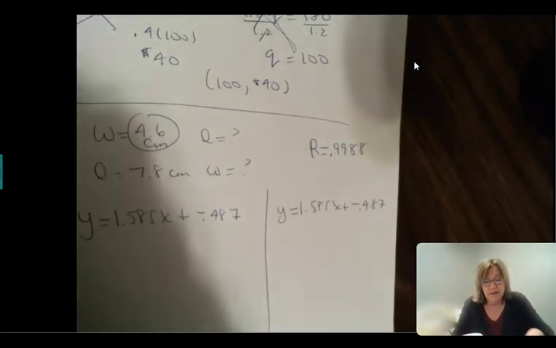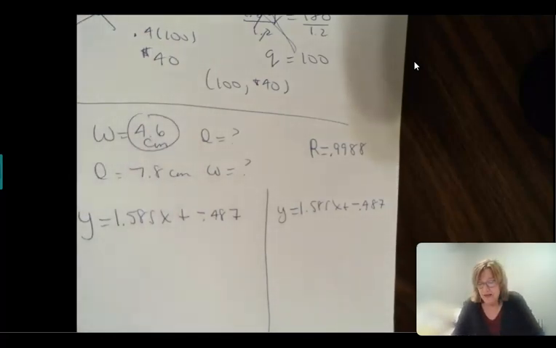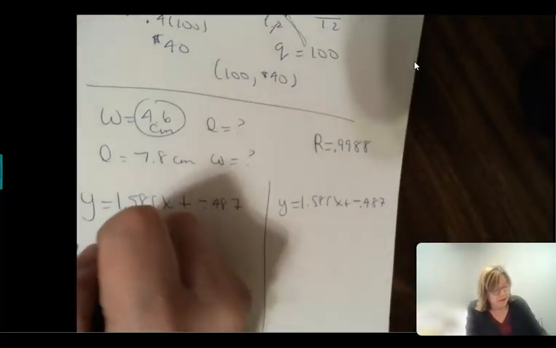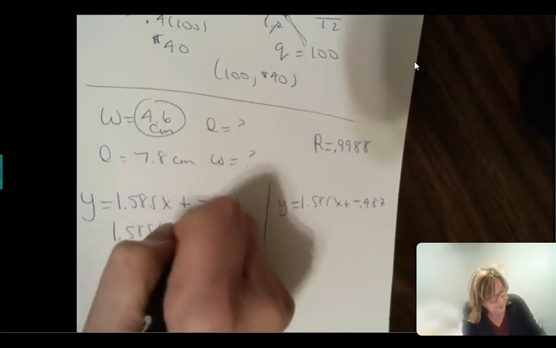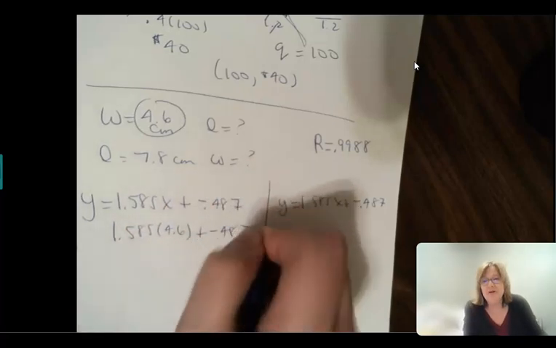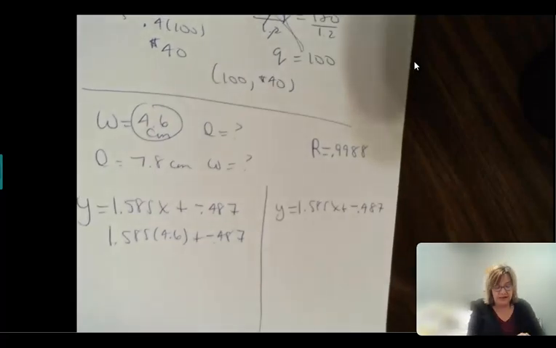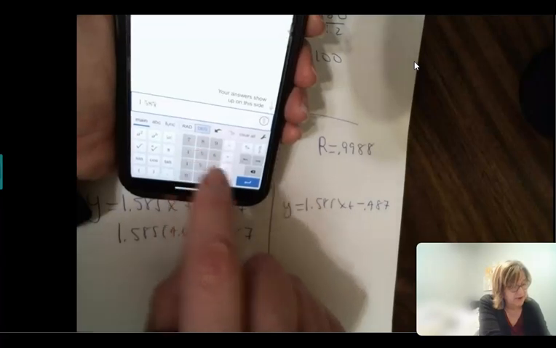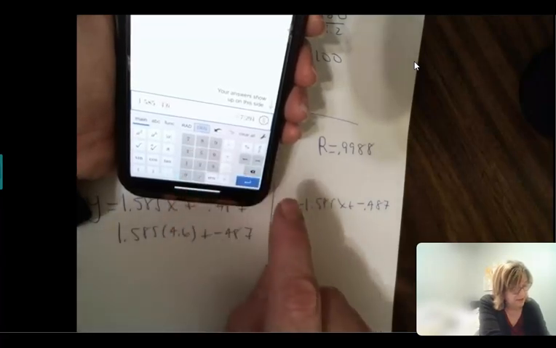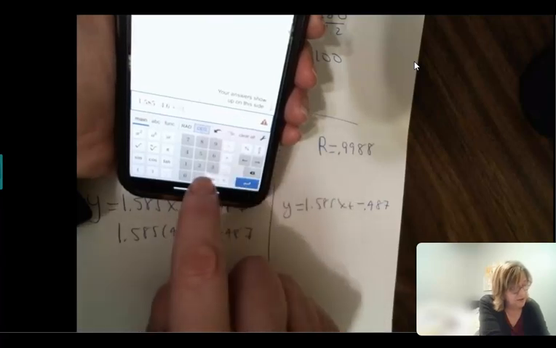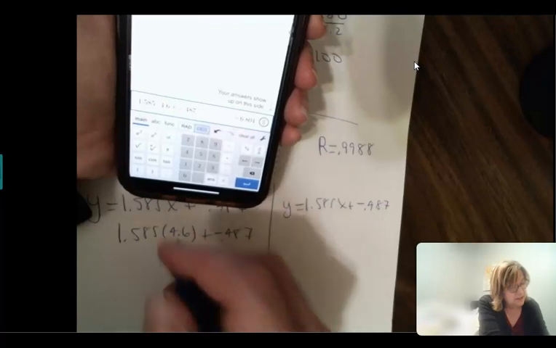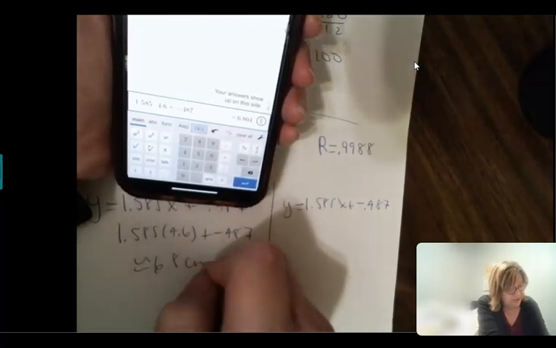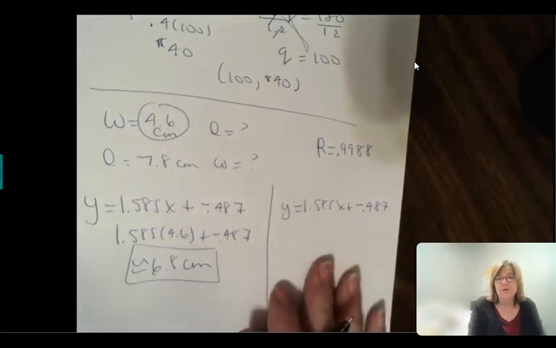If I go back to our chart here, the input was the width of the egg, okay? So I'm gonna sub the width in here. And you can just type that in a calculator and get an answer. So I'm just gonna use my phone calculator here. So I have 1.585 times 4.6, and then plus a negative 0.487. So about 6.8, I believe it was, centimeters would be the output or the length.